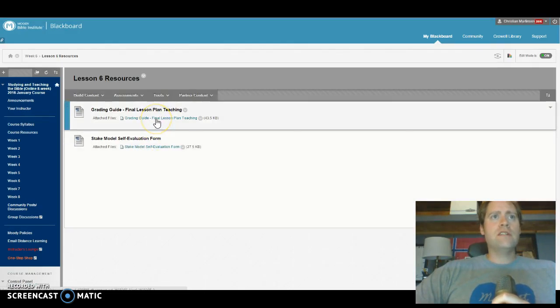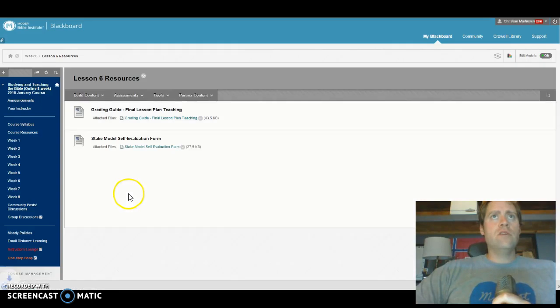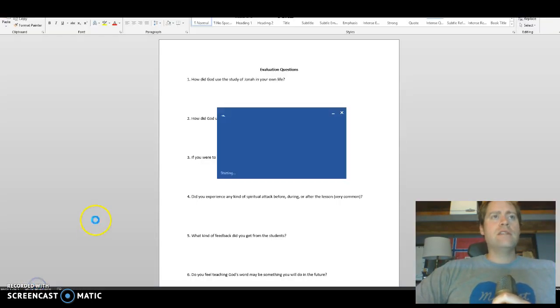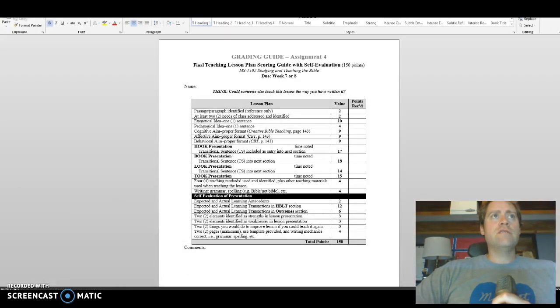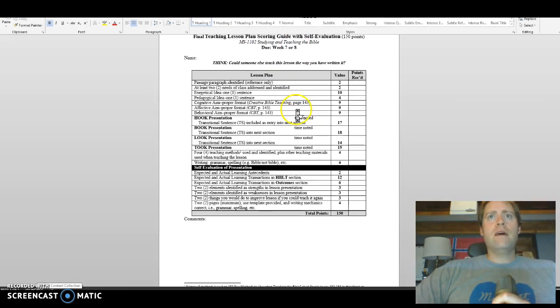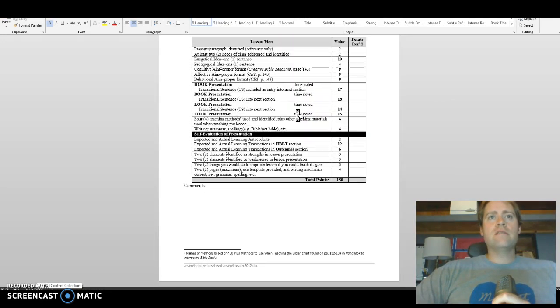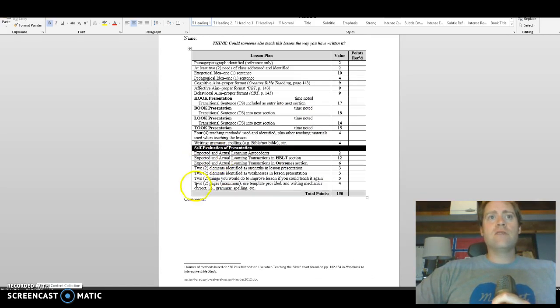Final lesson plan teaching. Notice if you open that bad boy up, it's not actually a new template, right? It's just the final lesson plan scoring guide. So basically, this is how it's going to be graded.